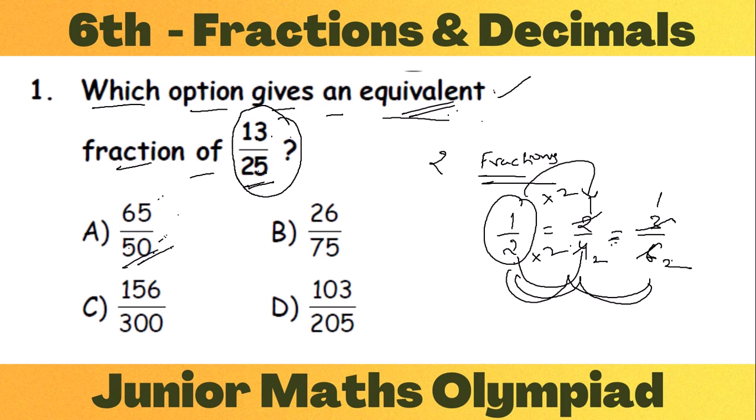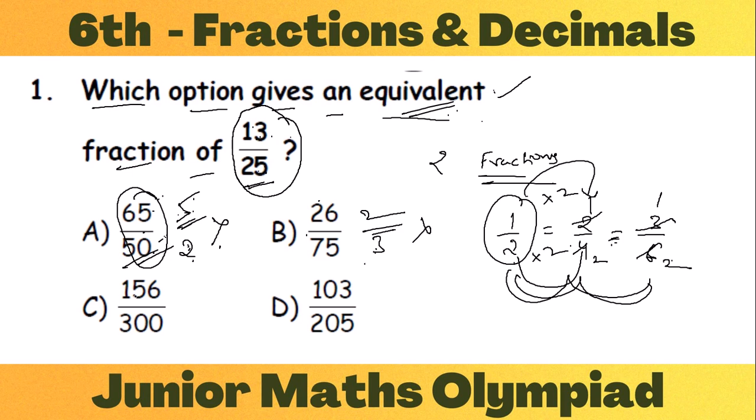Let's see the option A children. Here we have 65. 13 5 times 65. 25 2 times 50. Means these two numbers are multiplied by different numbers. So this is not equivalent to the given fraction. Option A is wrong. Second one, 13 2 times 26, 25 3 times 75, multiplied by different numbers, wrong.